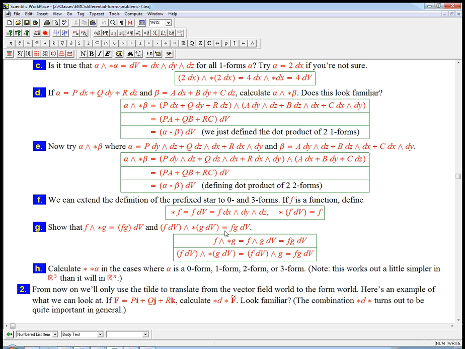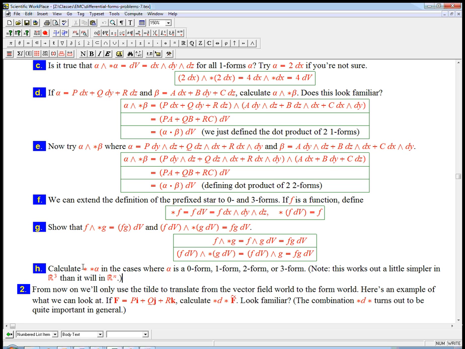And then here, if I have f dv and g dv, I could define the dot product of two 3 forms to just say, okay, multiply the coefficients. There's just one of them. I don't need a sum like we did in these cases. And so this general thing is that alpha wedge star beta is turning out to be alpha dot beta times dv for all cases. Okay.